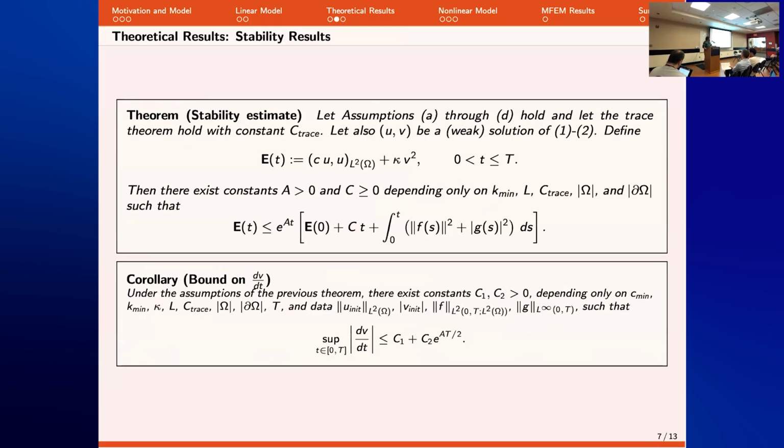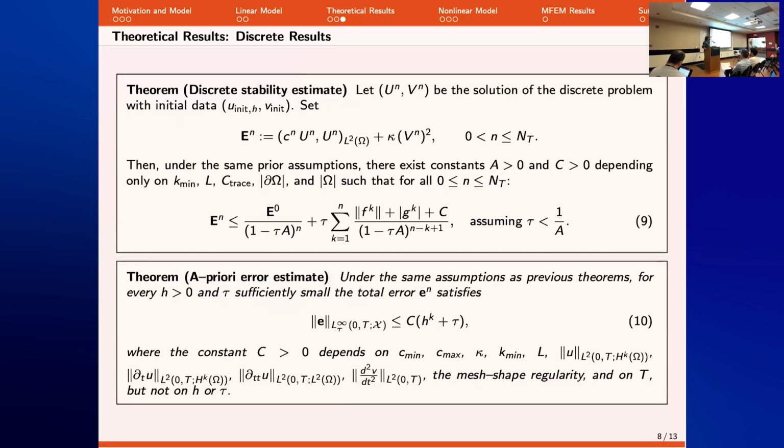We did prove a stability estimate and, in addition to the bounds on the solution, bounds on the derivatives of the solution. All that was used to help prove a discrete stability estimate, and all of that was used to prove an a priori error estimate, where we're getting the order of convergence that you would expect for such a scheme.